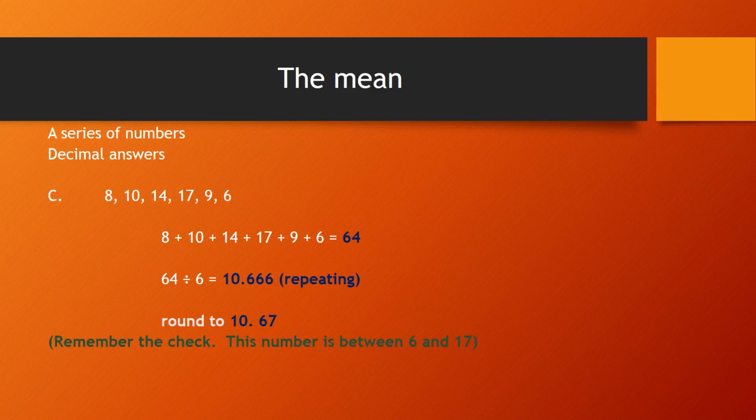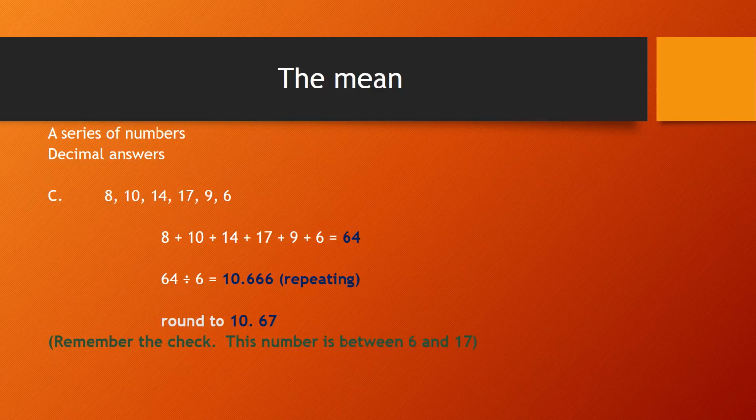In other words, you're not always going to get a perfect whole number. So for example, in this series for C, we have 8 plus 10 plus 14 plus 17 plus 9 plus 6 equals 64. And when we take that 64 and we divide by the number of numbers, and here we have 6, we get 10.666 repeating. If you did this by hand, it would just keep on going.